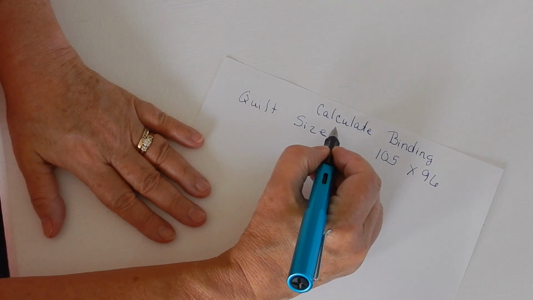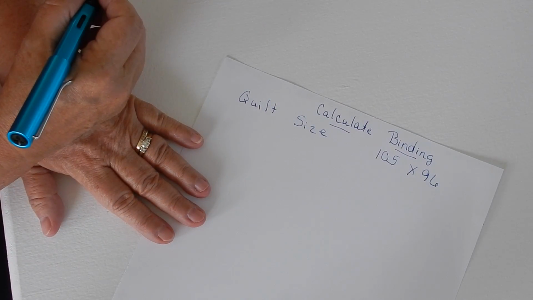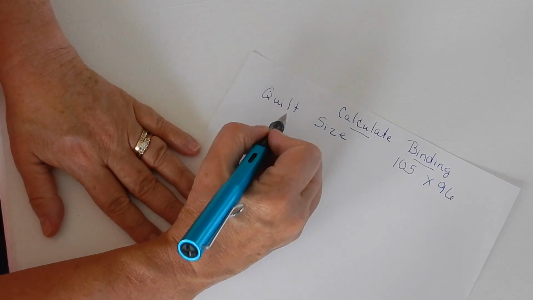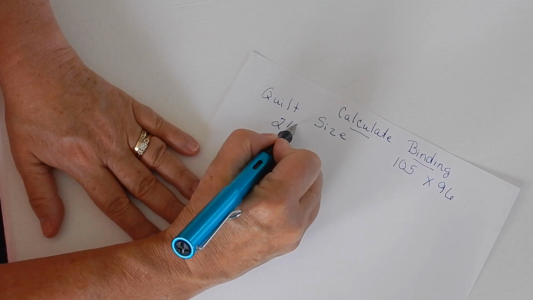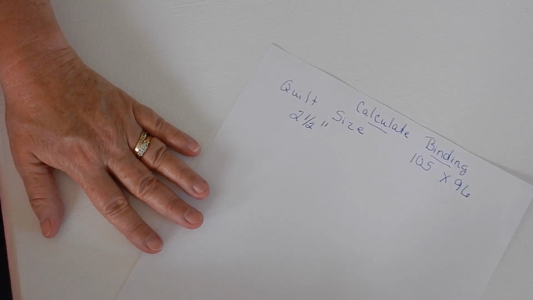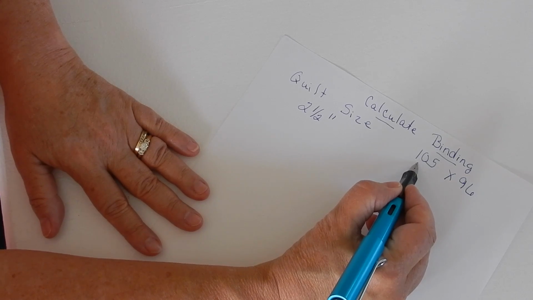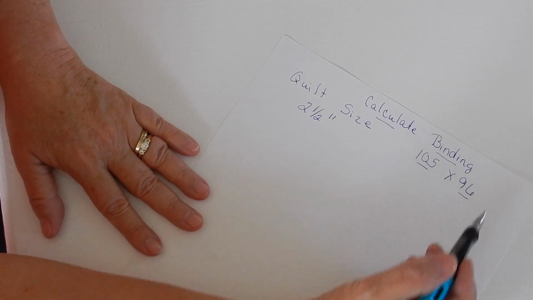Today I'm going to show you how you go about calculating binding for your quilt. I always use 2.5-inch strips when I make my binding, so that's the first number we need. The second number we need is the length and the width.